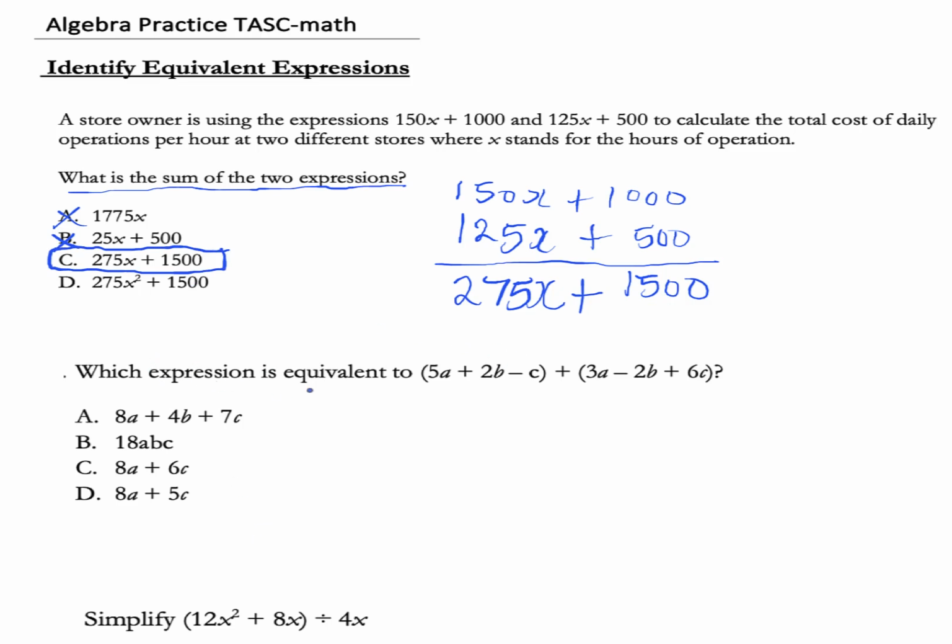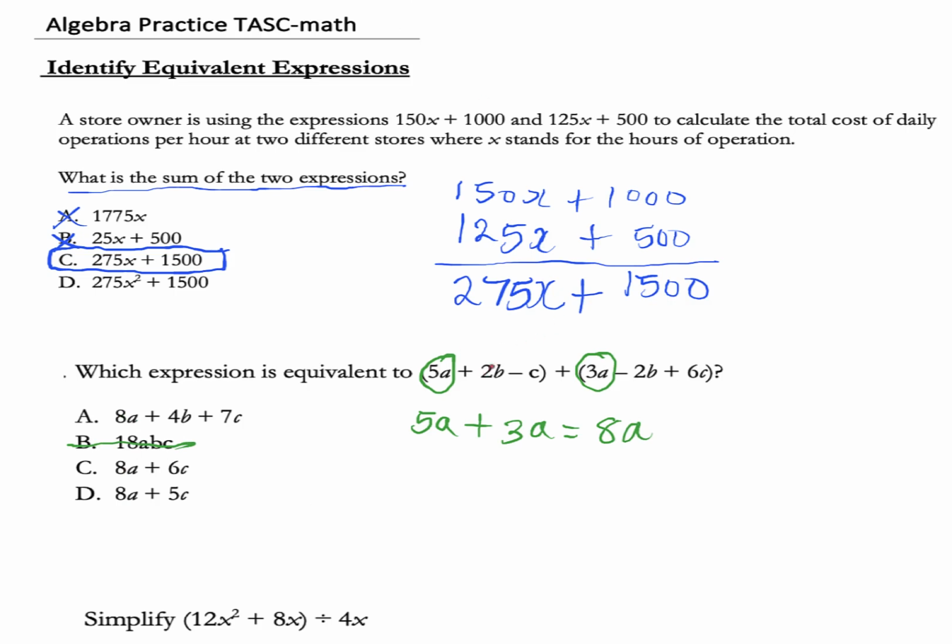Here it says which expression is equivalent to, and we have 5a plus 2b minus c, and I'm adding it to 3a minus 2b plus 6c. So again, when you're adding any of these algebraic expressions, always remember like terms with like terms. The 5a is going to add to the 3a because those are like terms. So 5a plus 3a is 8a. I'm going to go to my answers and I'm going to eliminate B. So my answer is either A, C, or D.